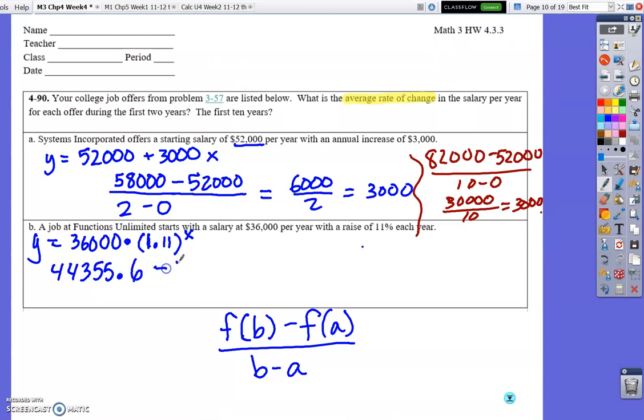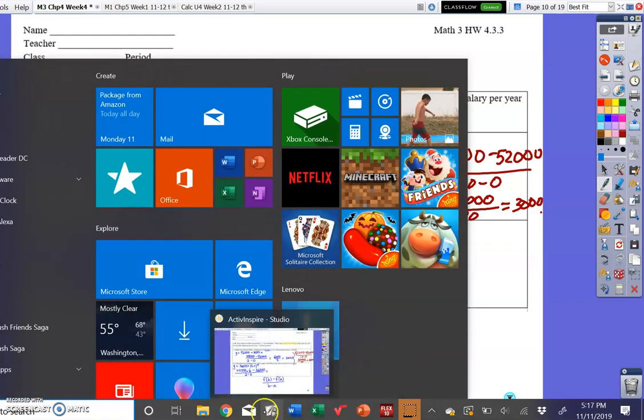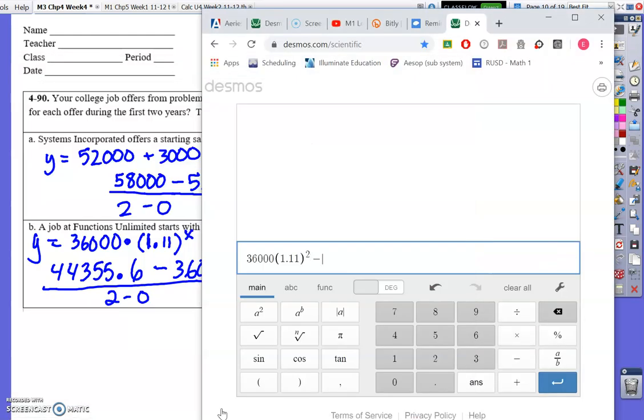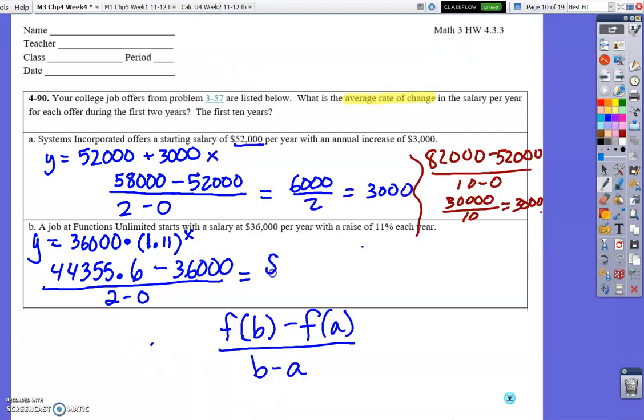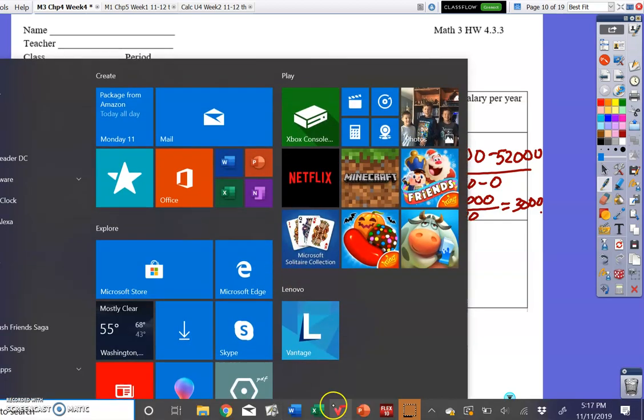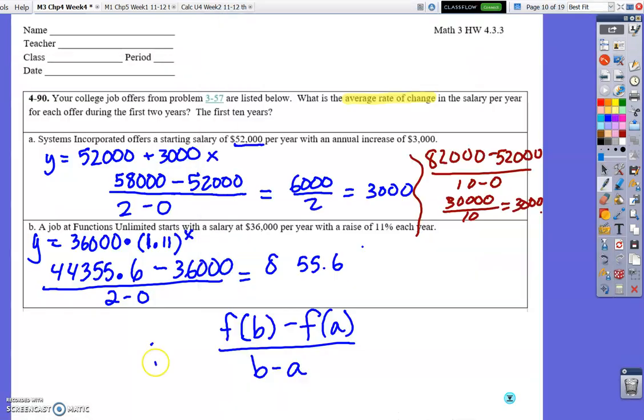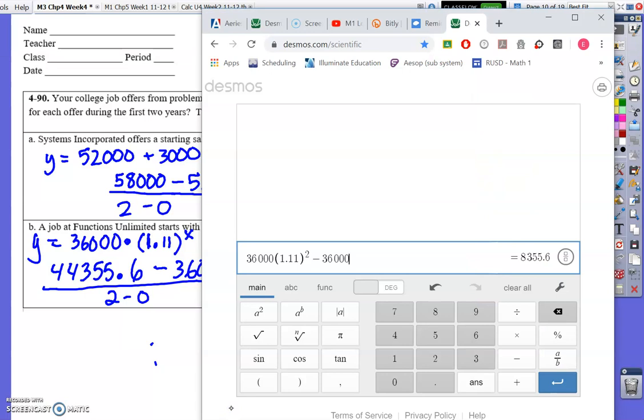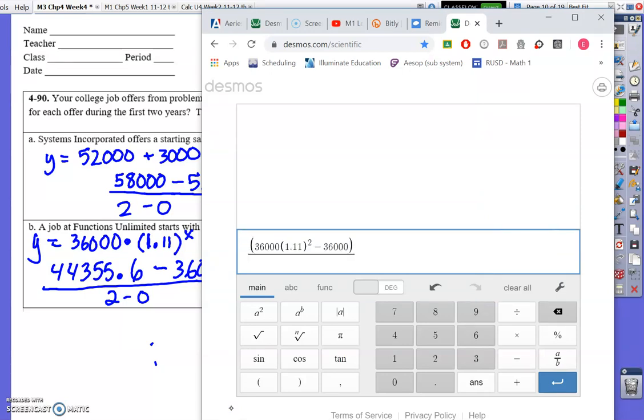443,556.6 minus the starting 3,600. That's what we'll get if we plug in 0 over 2 minus 0, which again we'll let the calculator do for us, minus 36,000 is 8,355.6, divided by 2. Divided by 2, which is 4177.8.